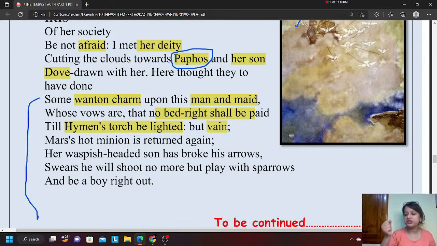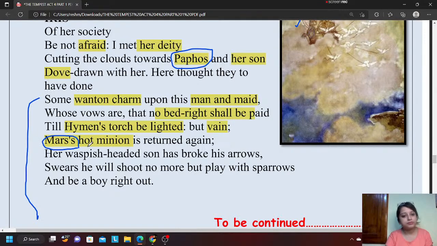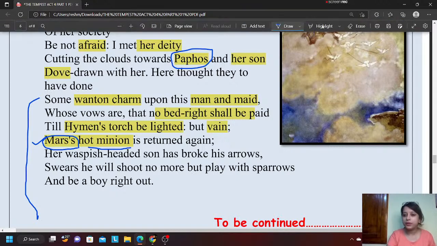But you see, the promise of Ferdinand is so strict that "this Mars hot minion." Who is Mars now? Now Mars is the lover of Venus. Okay, who is Mars? Mars is the god of war. God of war loved whom? Venus. So this Mars' hot minion means Venus. Can be an important question. So Venus could not do anything, and that is why she is returning with her waspish headed son.